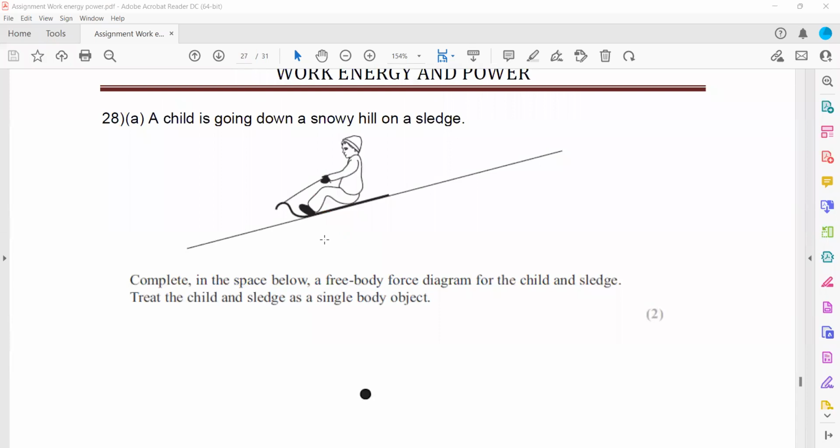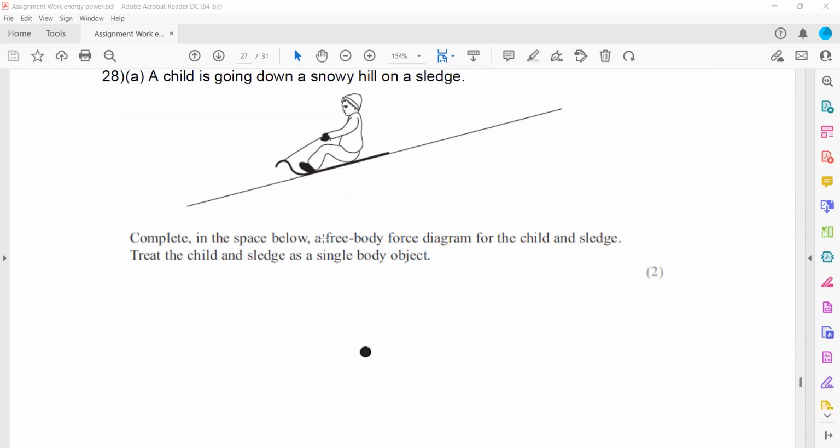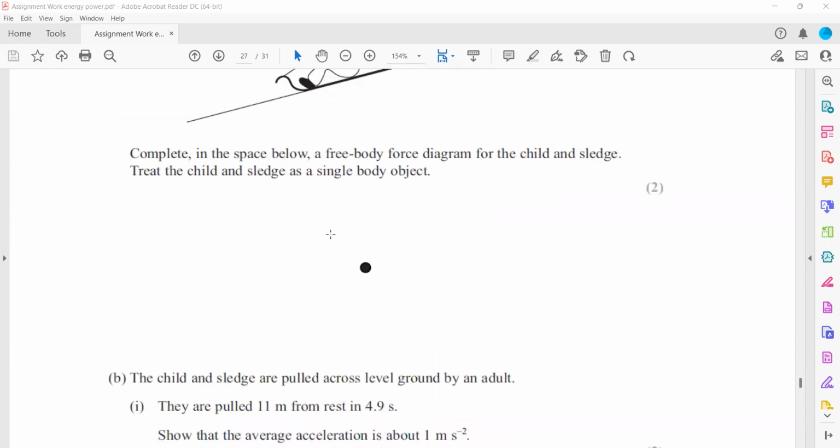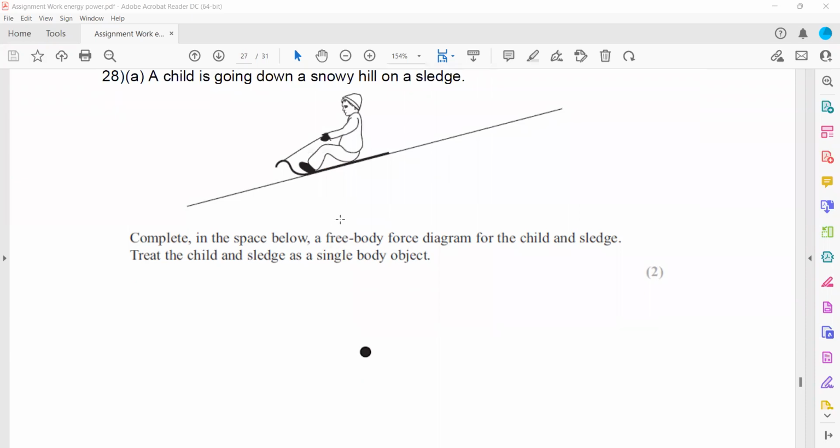In question 28A, a child is going down a snow hill on a sledge. Complete this free body force diagram. A free body force diagram represents all the forces which are acting on the object. So when objects are in contact, the surface applies a force we call a normal contact force.